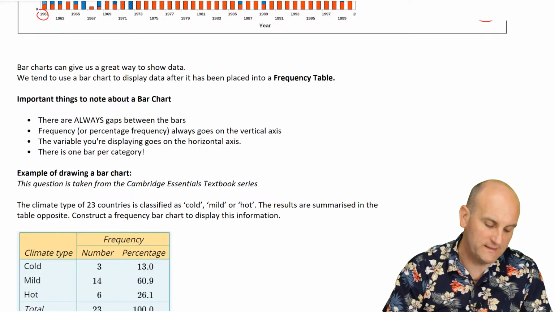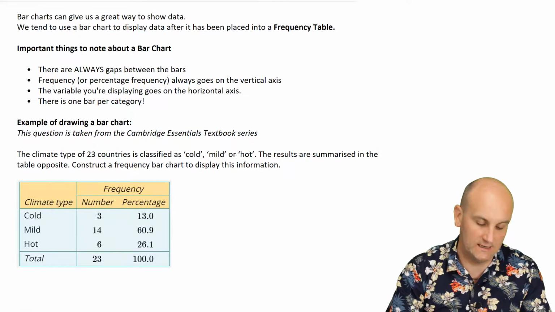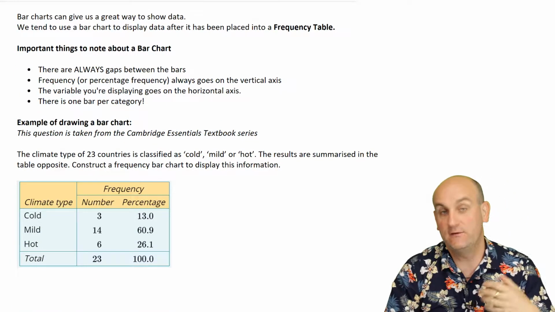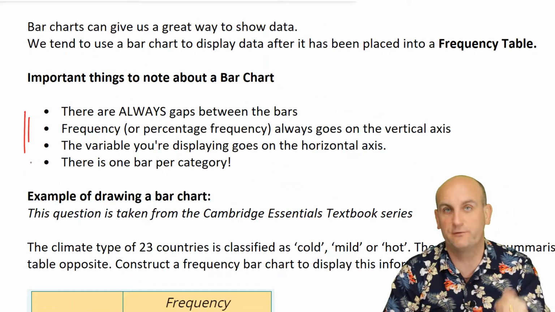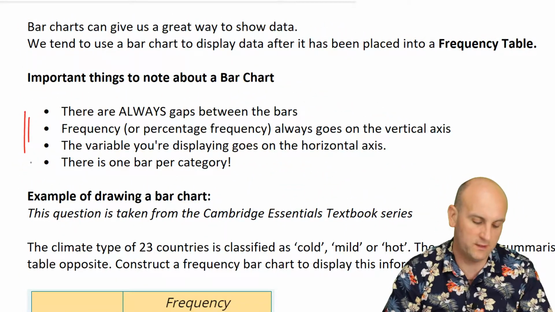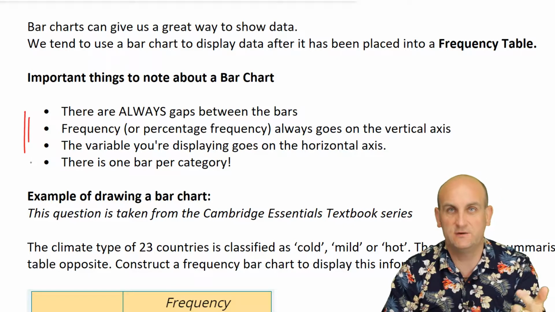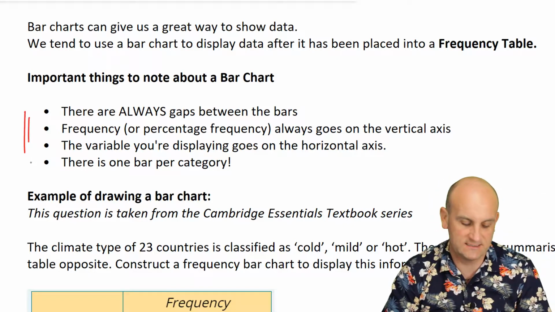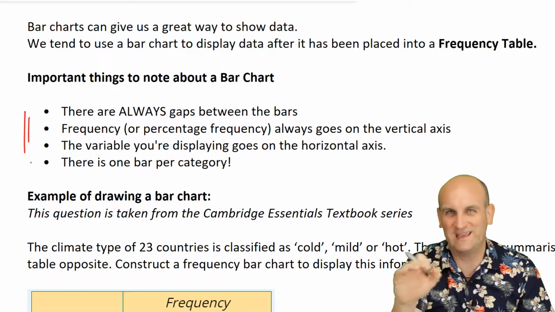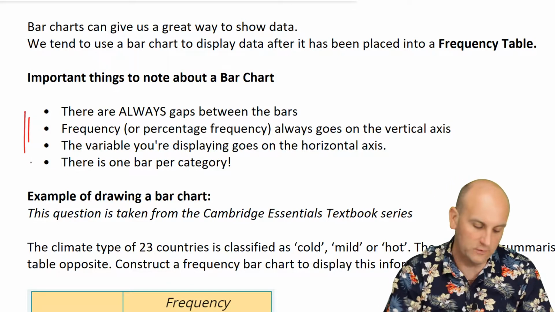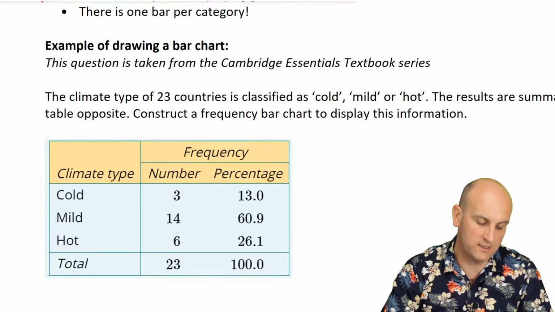But bar charts can be incredibly important to us and brilliantly useful if we know how to draw them. Okay, so things to note, very important. Gaps between the bars, must be gaps between the bars. Frequency or percentage frequency always goes on the vertical axis. The variable you're trying to display goes on the horizontal, so the categorical data goes on the horizontal, and there is 1 bar per category.